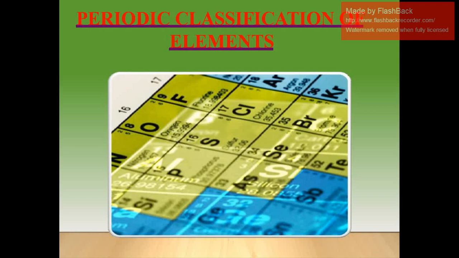These properties, which show a regular gradation, that is variations, on moving from top to bottom within the same group or from left to right along a period, are called atomic properties. Today we will discuss these atomic properties and their trends one by one.